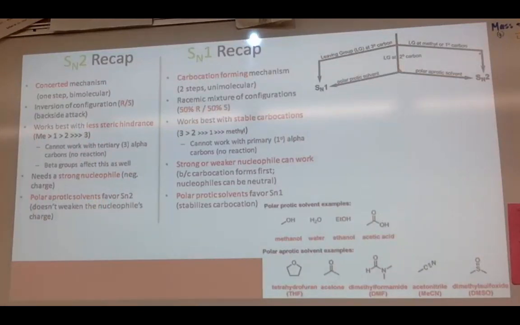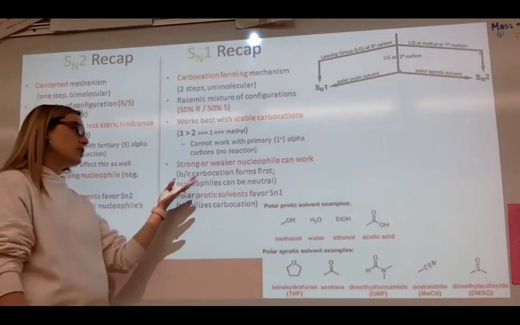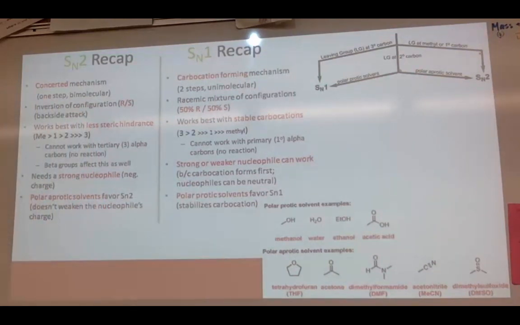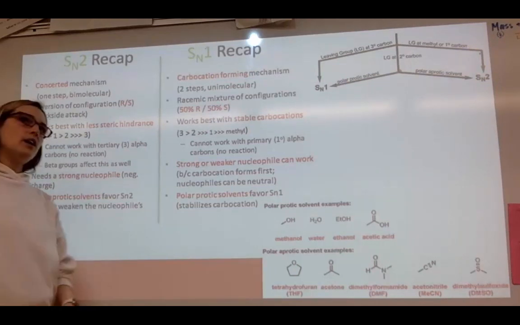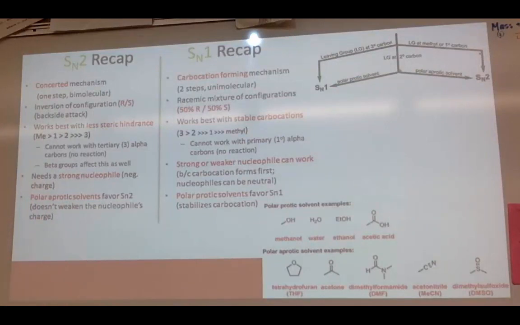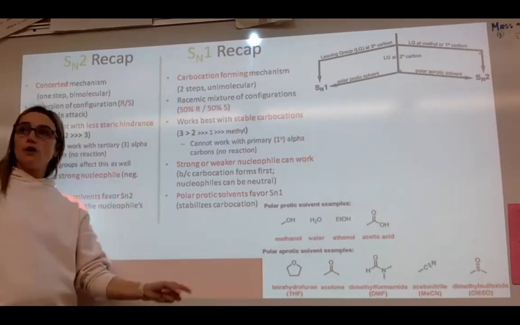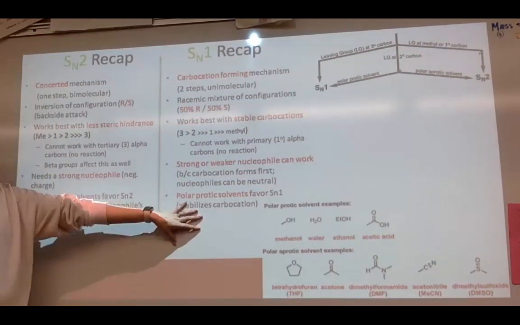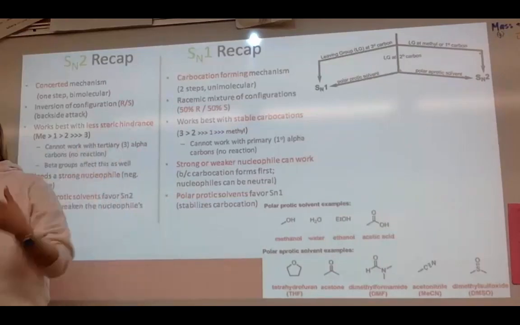So you could have a strong or a weak nucleophile here. If you have a weak nucleophile, it still is okay because the carbocation is formed first. So there's already that positive formal charge on the carbon. No matter the type of nucleophile, it can go in and it can attack that carbon. But then protic solvents tend to favor SN1 reactions. Protic solvents will stabilize that carbocation and make it easier. What they have actually found is experimental data that shows both types of solvents will work with SN1 reactions, but protic makes it go faster.